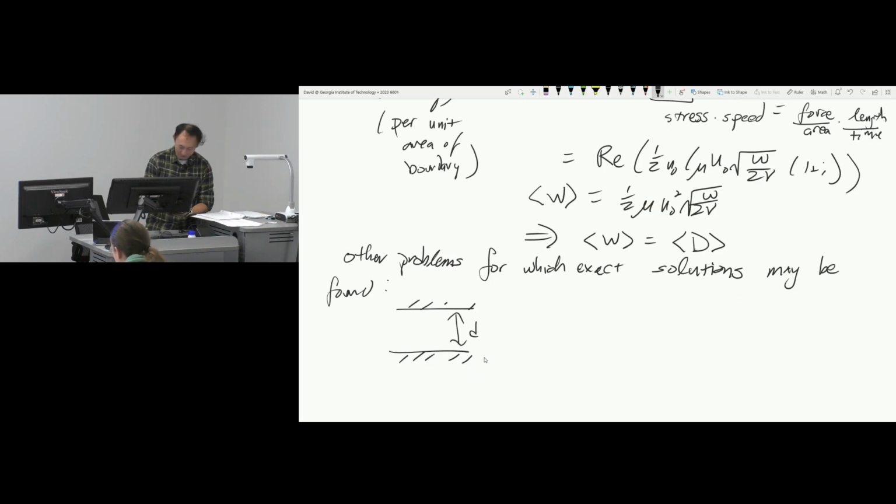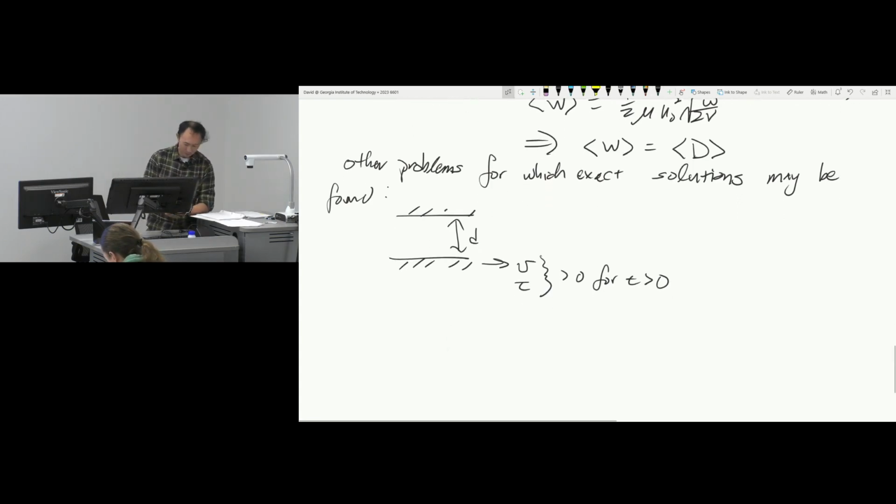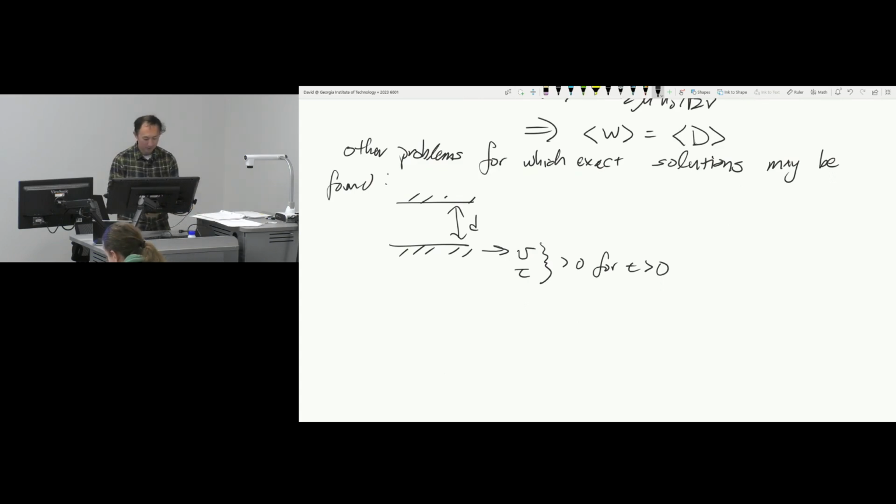You can also solve this for the case where you have the shear stress or a velocity on the bottom greater than 0 for time greater than 0. You could have a bottom plate moving when the top plate is fixed, which is like a flow between two plates. You could have the same situation except the bottom plate is oscillating, either with an oscillating velocity field like we showed, or an oscillating shear stress, cosine omega t.